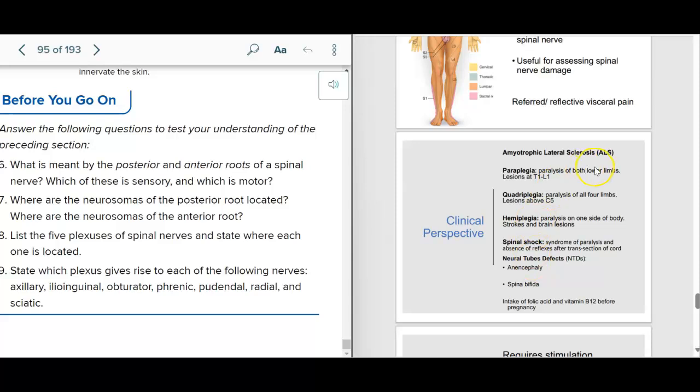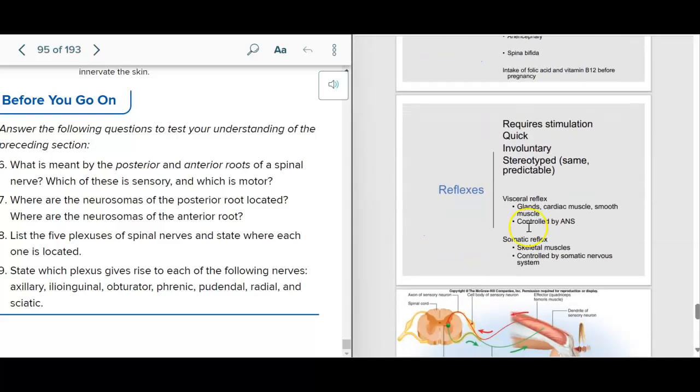These are some clinical problems that develop related to nerves. We've talked about paraplegia, quadriplegia, hemiplegia. Spinal shock is a condition of paralysis, and there are different ideas as far as exactly when this occurs. We talked about spina bifida, how that's a neural tube problem, and amyotrophic lateral sclerosis. We talked about ALS in class.